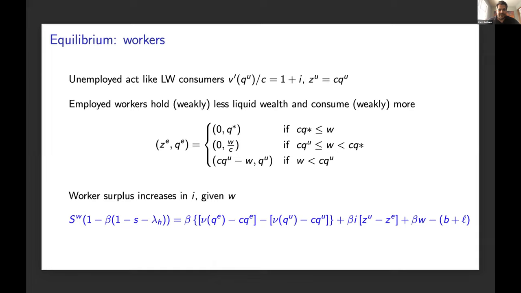Now, the important thing is there are really two key equations to understand why they get this relationship: how inflation is affecting the job surplus for the worker and the job surplus for the firm. If we look at the bottom equation, when you're unemployed, the intuition is that you're acting like a Lagos-Wright consumer. You respond to the inflation tax, you hold less liquid wealth, and that affects your consumption.